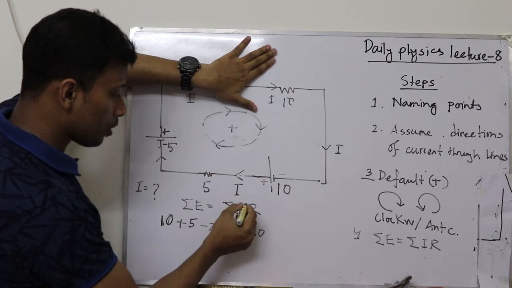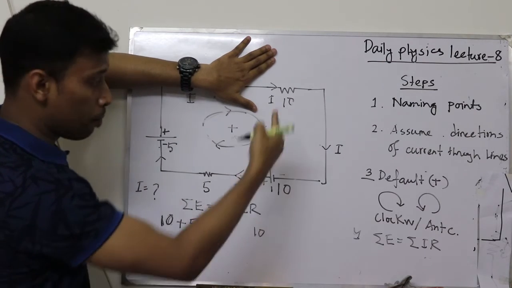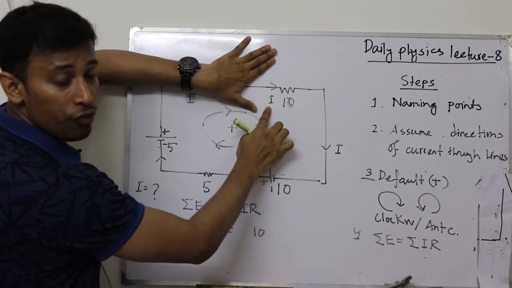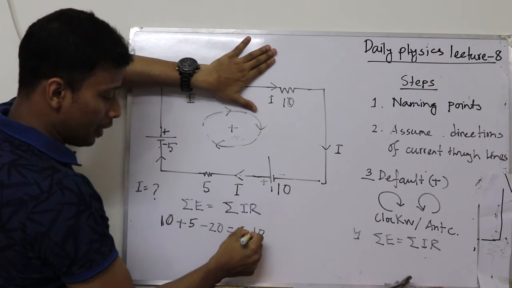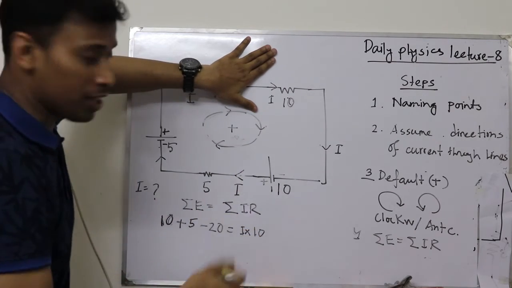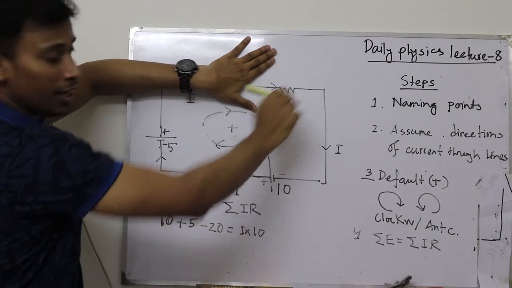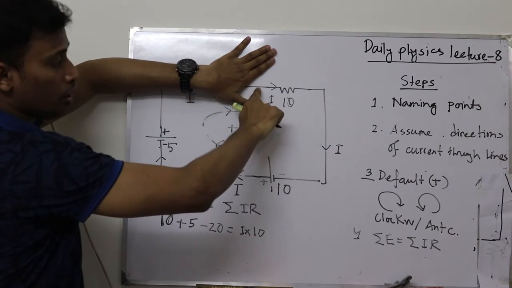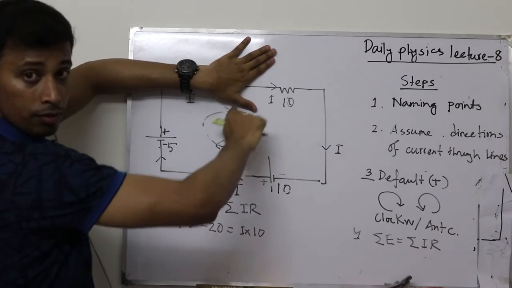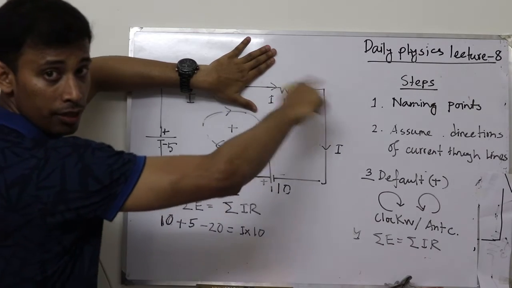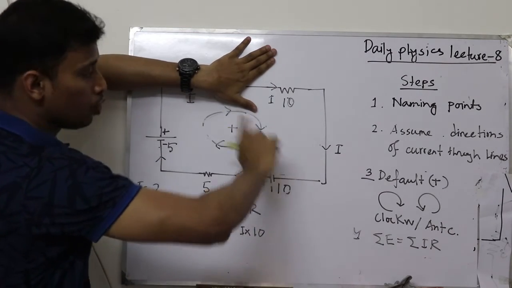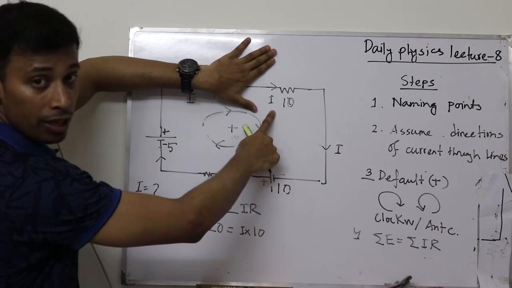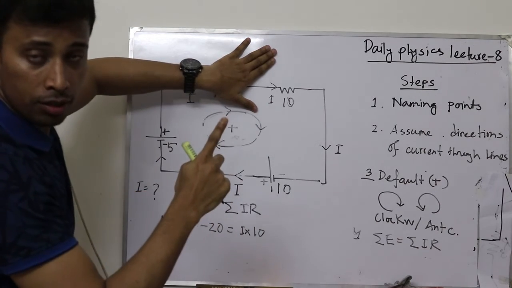And we have I into R, so we have to multiply the current flow. Through this 10, I amount of current is flowing. So write this I. And now try to figure out the direction. Look, the direction of I is that direction, right? So current will flow like this. That's the clockwise direction. So this current through 10 is clockwise.